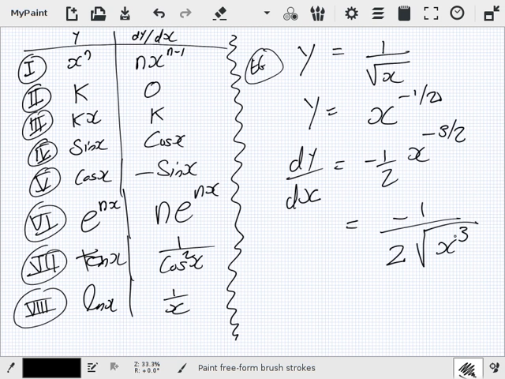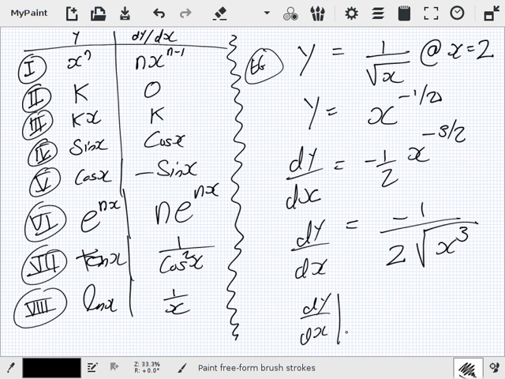But they don't usually require that in the exam. Usually in the exam they're quite happy if you stop here. And in the exam they sometimes provide a value, so they might say at, let's say, x equals 2. So in this one here, if I put in x equals 2, what do I get?